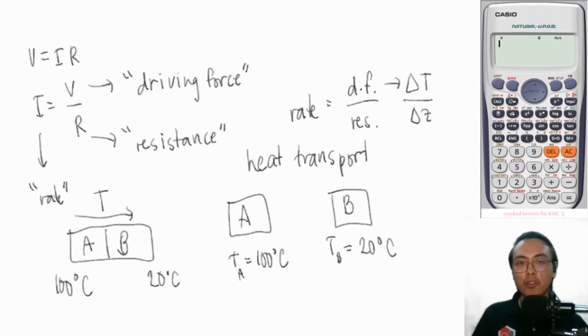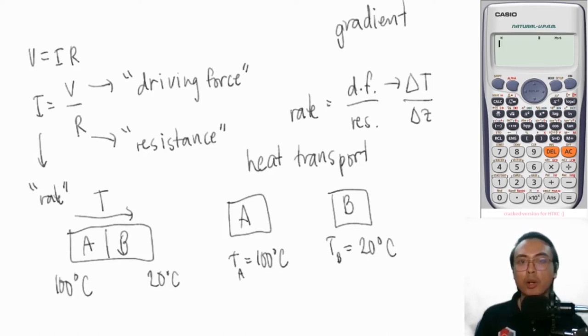So our driving force is actually what we call a gradient. A gradient is a difference in values within two points of a material. In this case, we say that we have a gradient of temperature along the distance delta Z. This is our driving force.